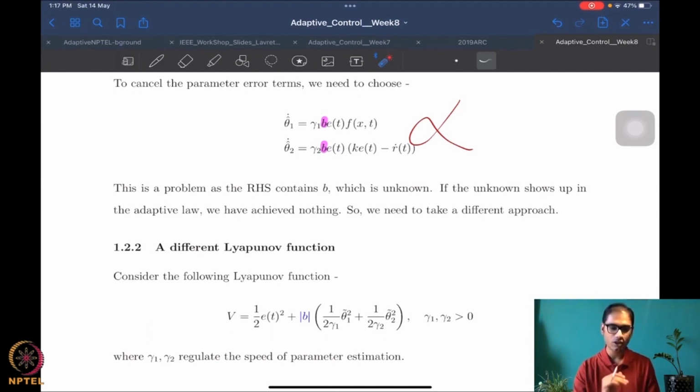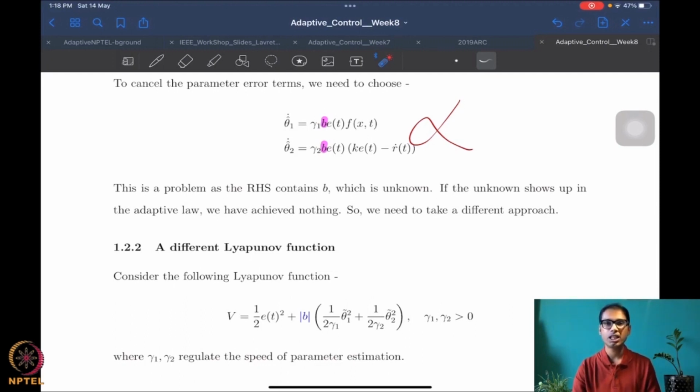Okay, so this is wrong. The question is, what went wrong? Did we design the controller wrong? Did we design the Lyapunov candidate wrong? But it seemed like we had followed the steps that we were doing until now. So the problem is that the steps that we were doing until now do not work for this situation. So we have to make a modification.